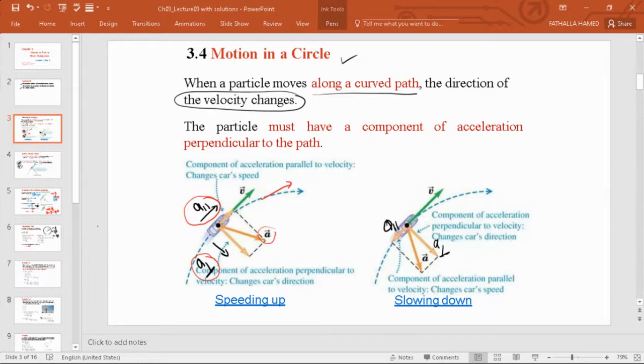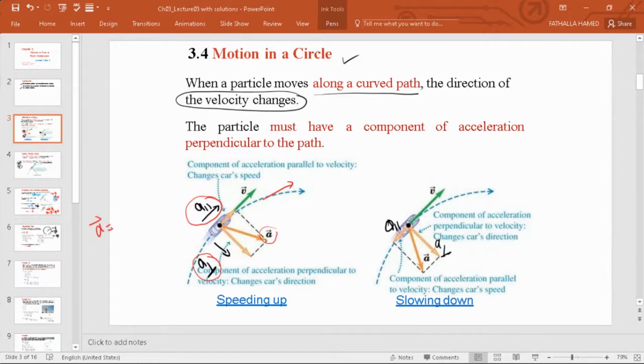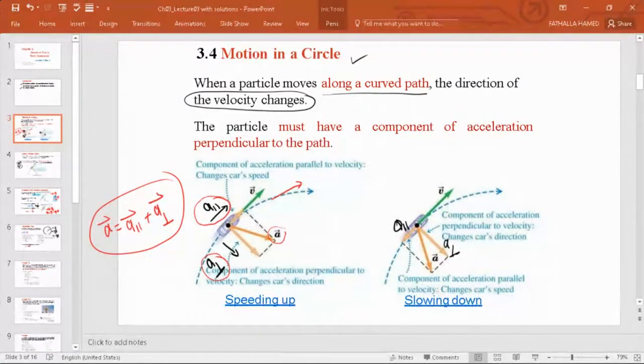So your net acceleration will be written as A parallel plus A perpendicular in vector form. You're adding them as vectors. And we said that if your parallel acceleration is in the same direction as your velocity, in that case we said you are speeding up.